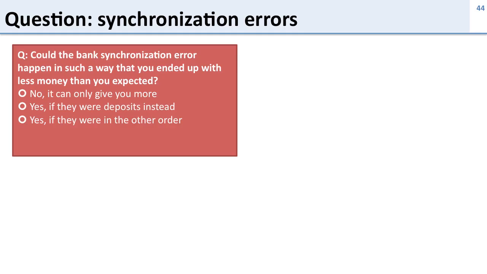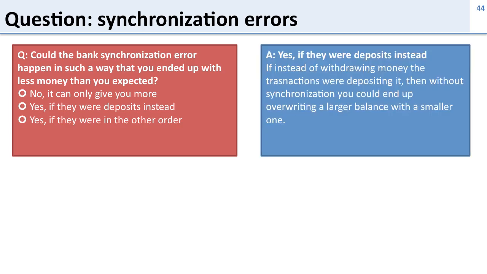Could the bank synchronization error that we just saw happen in such a way that you end up with less money than you expect? And the answer is yes. If instead of those being withdrawals from your bank account, they were deposits, we could end up with a smaller deposit overwriting a bigger deposit. So this can happen both ways.